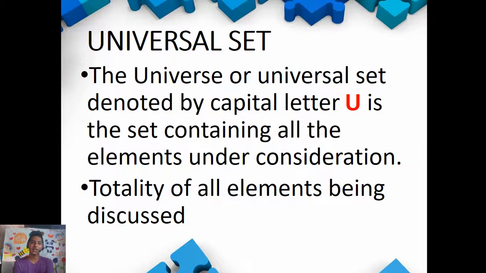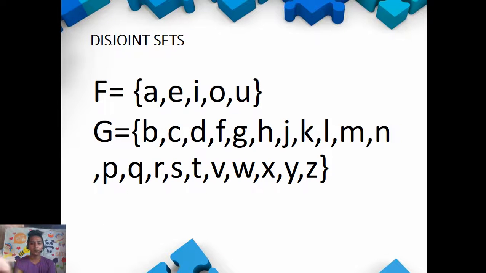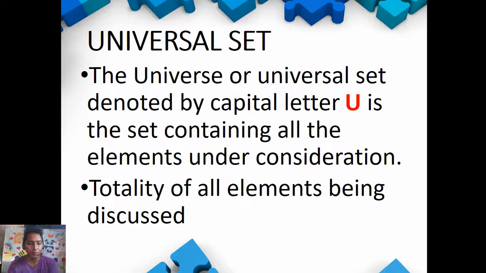Next, universal set. Okay, before we proceed to that one, if we have disjoint sets, we also have joint sets. In joint sets, they share a common element. Okay, we proceed to universal set. The universe or universal set, denoted by capital letter U, is the set containing all the elements under consideration. Totality of all elements being discussed.